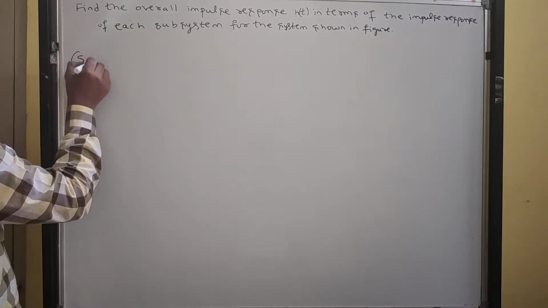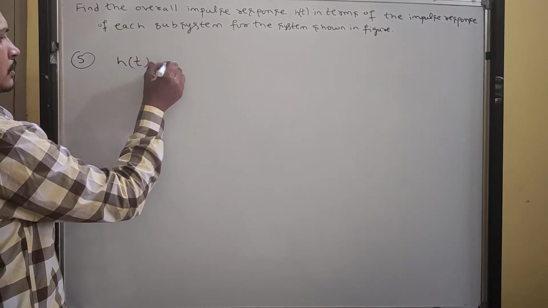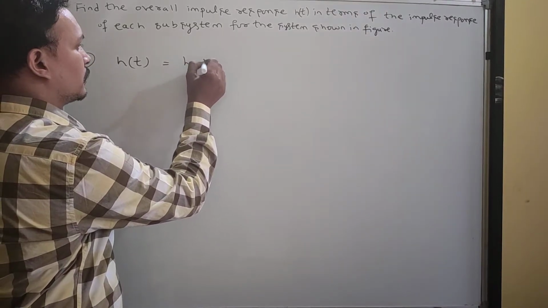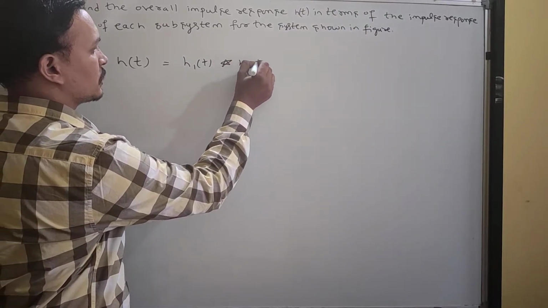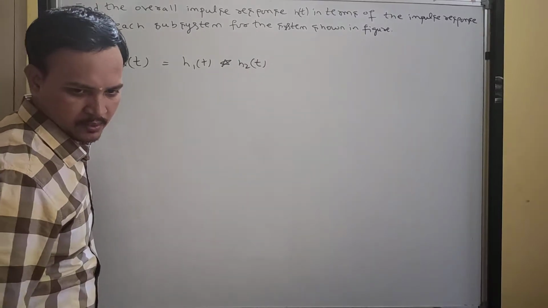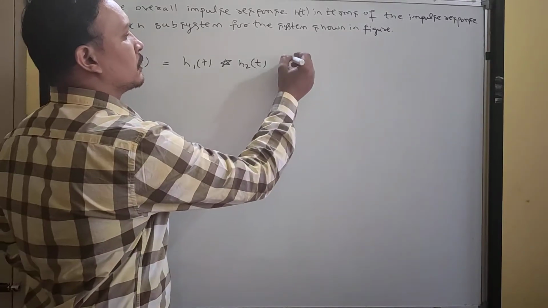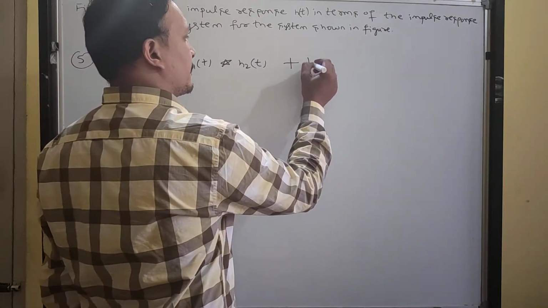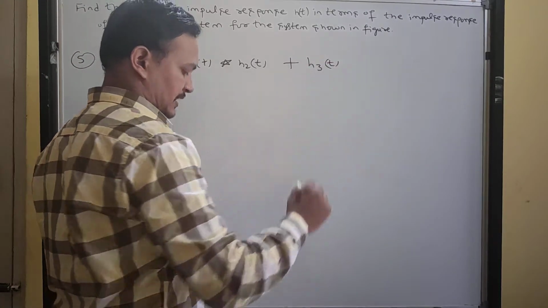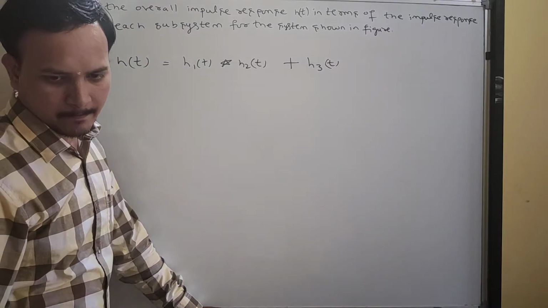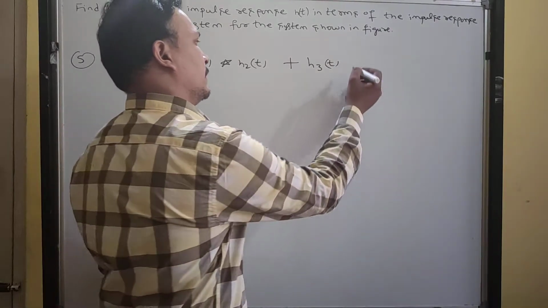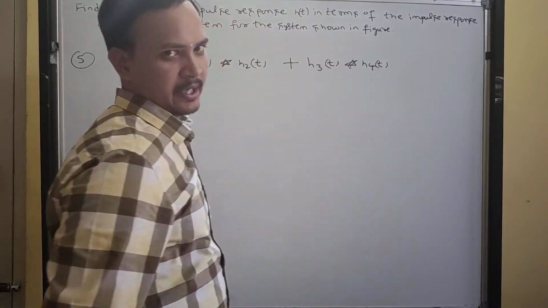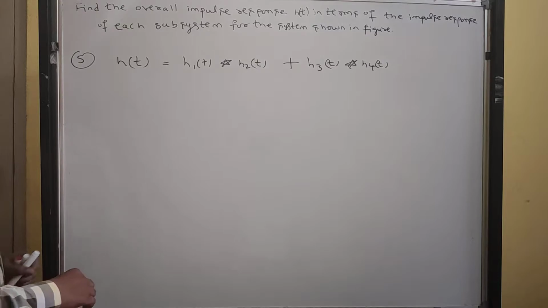So pause the video and copy down the solution. So next, question number 5. Now you can write H of t is equal to H1 of t convolution H2 of t, plus H3 of t convolution H4 of t.